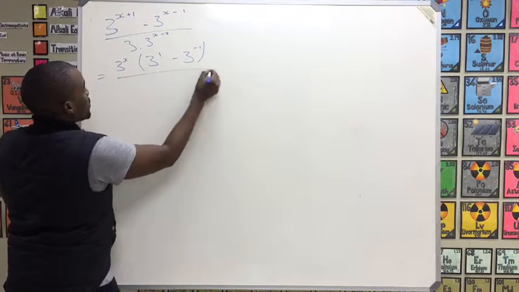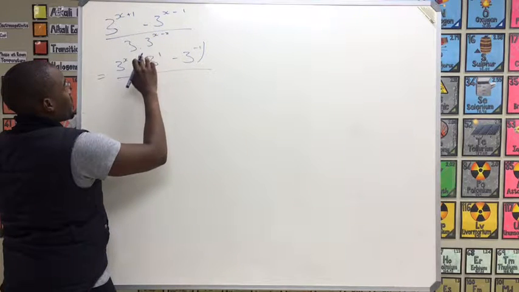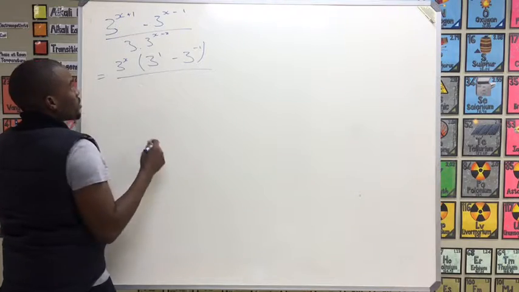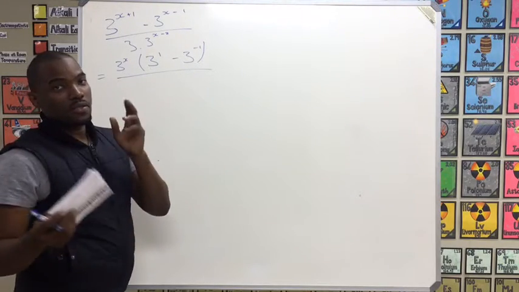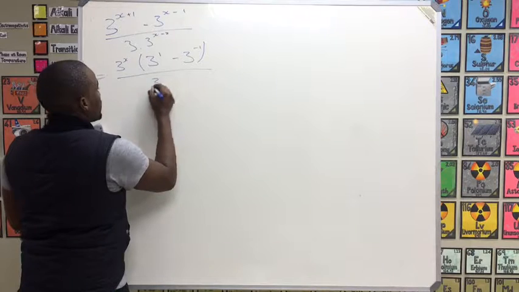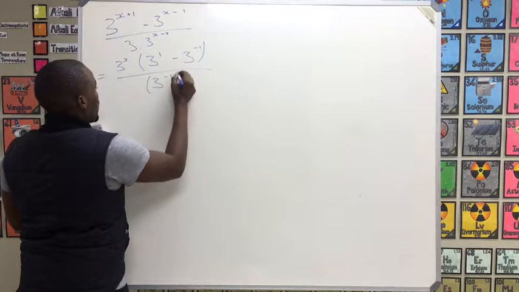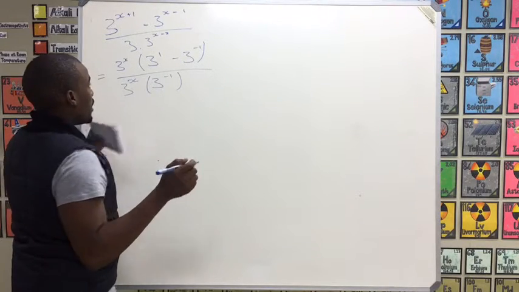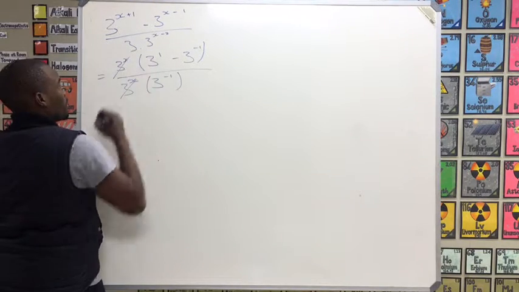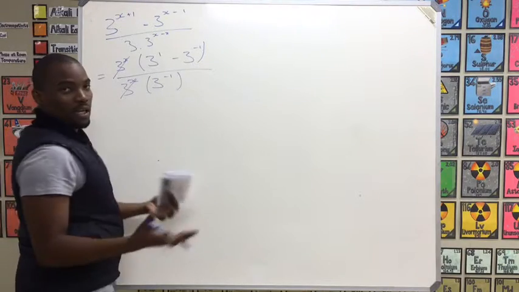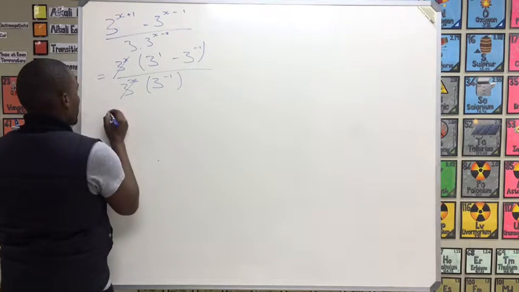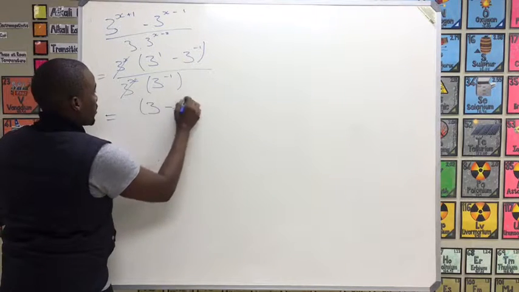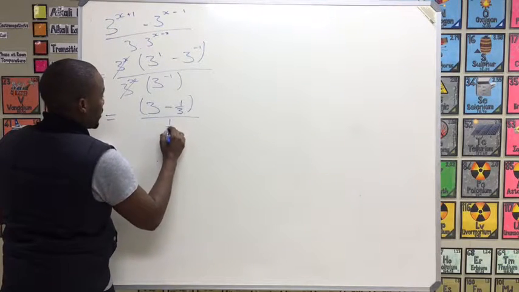And at the bottom, if I take out a 3 to the power of x, I'm left with 3 to the power of 1 times 3 to the power of negative 2, which is 1 plus negative 2, giving us negative 1. 3 to the power of negative 1 after having taken out our 3 to the power of x. Now we can simply cancel out 3 to the power of x, and what we have left are just numbers that we can evaluate. That's going to be 3 minus a third at the top divided by a third.